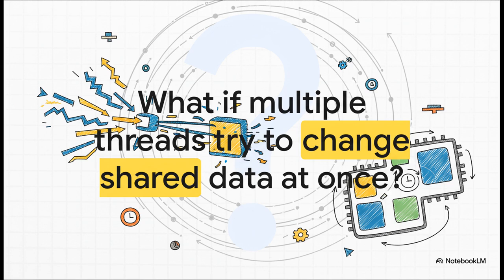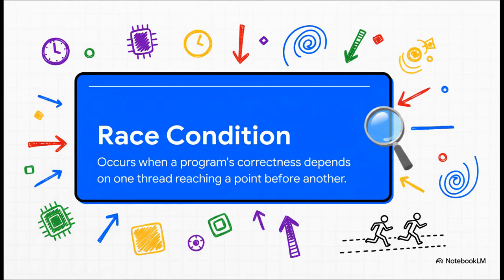This is legitimately one of the hardest problems in all of computer science. This scary scenario is called a race condition. It's when the final outcome of your program depends on the totally unpredictable timing of which thread gets to the data first. It's a race, and the loser is your data's integrity. These bugs are an absolute nightmare for developers because they might only happen once in a million runs, but that one time could be catastrophic.